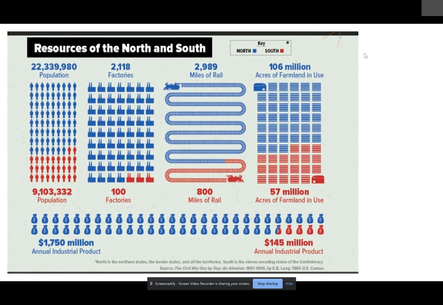These are the resources of the North and South. Notice the North is in blue. You can look at the population difference, how many more factories the North had, how many more miles of rail and farmland, and the amount of their annual industrial product, the difference between the North and the South.